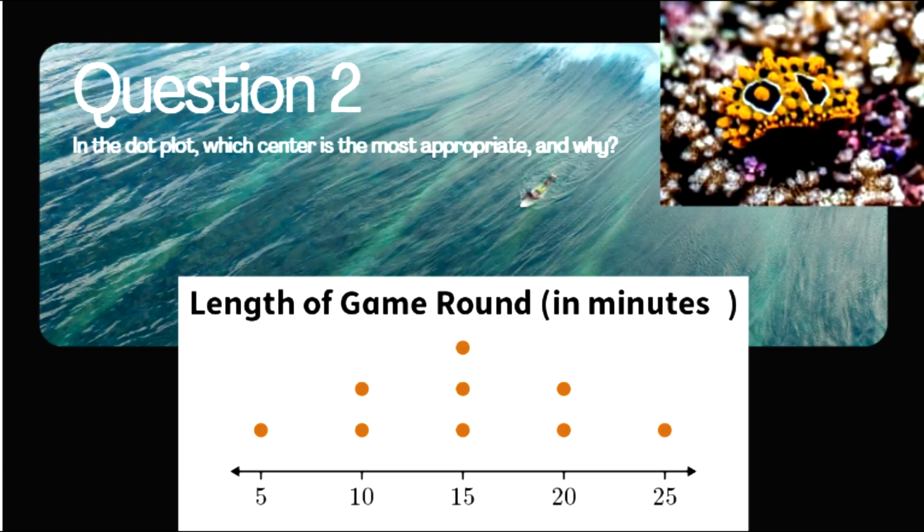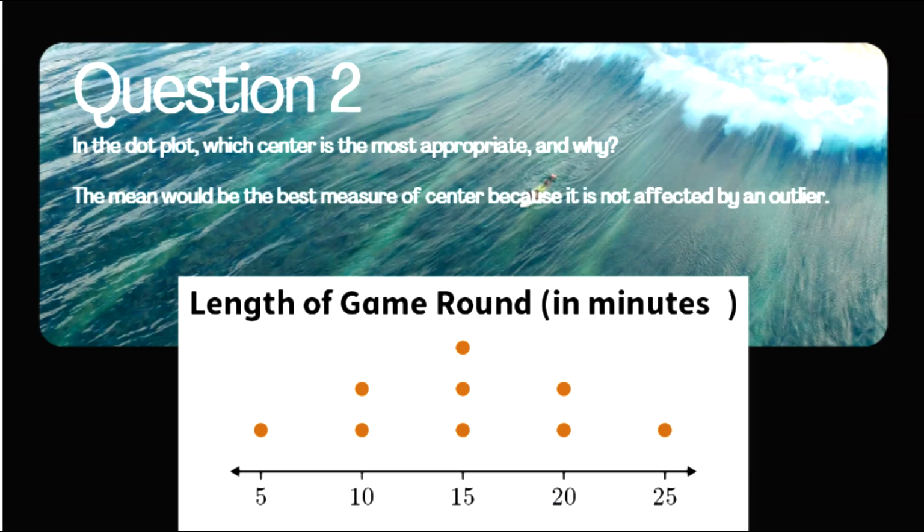Okay? Question number 2. In the dot plot, which center is the most appropriate and why? Speed round. For this one, it's going to be the mean because it's the most specific and this is symmetrical. Okay? The mean would be the best measure of center because it is not affected by an outlier. There's nothing weird going on in the graph.